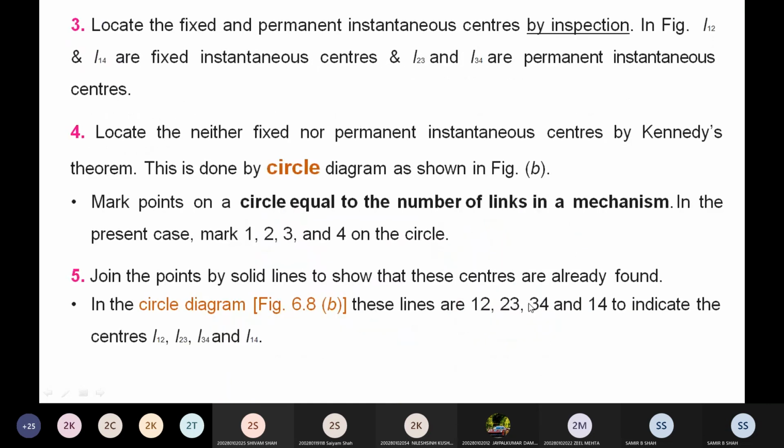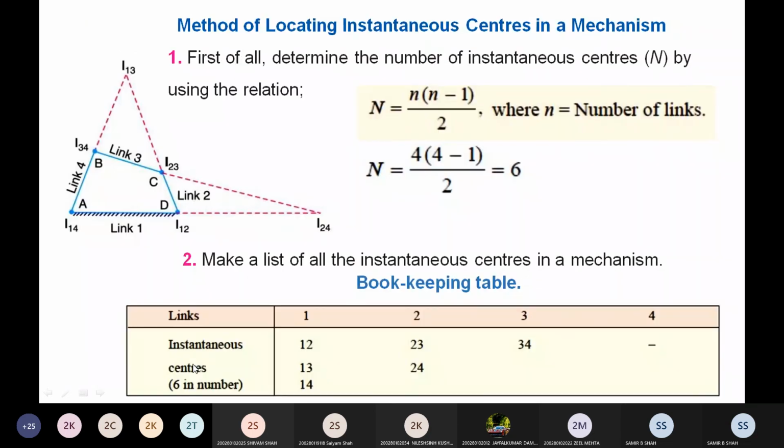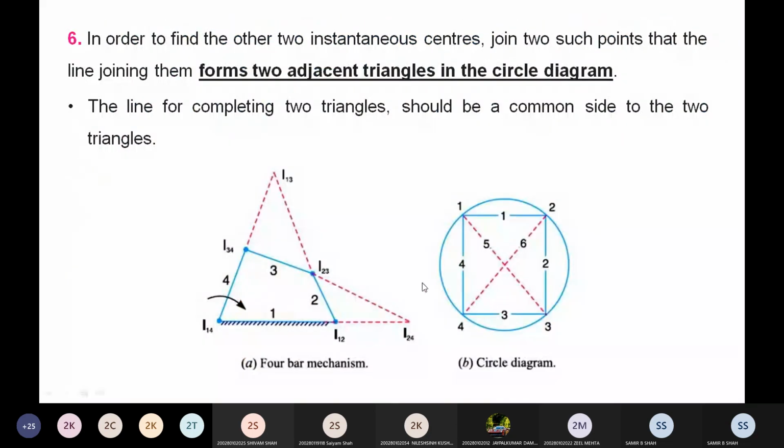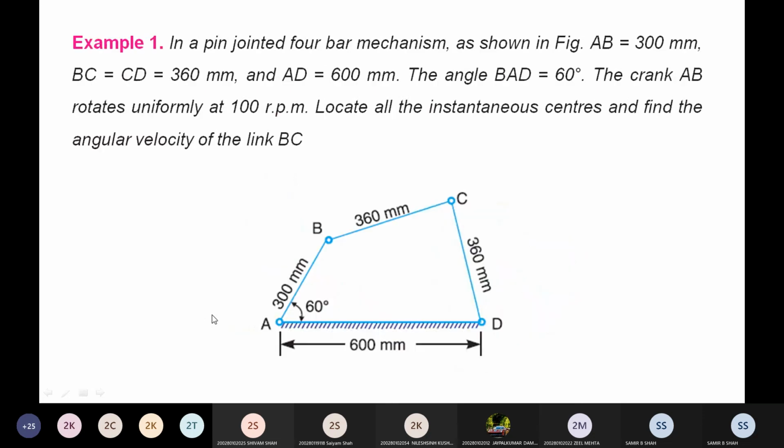If we join the points, we get 1-2, 2-3, 3-4, and 4-1, indicating the centers. Here, link 1 and link 2 give me I12. Link 2 and link 3 give me I23. Link 3 and link 4 give me I34. And link 1 and link 4 give me I14. Okay, I14.